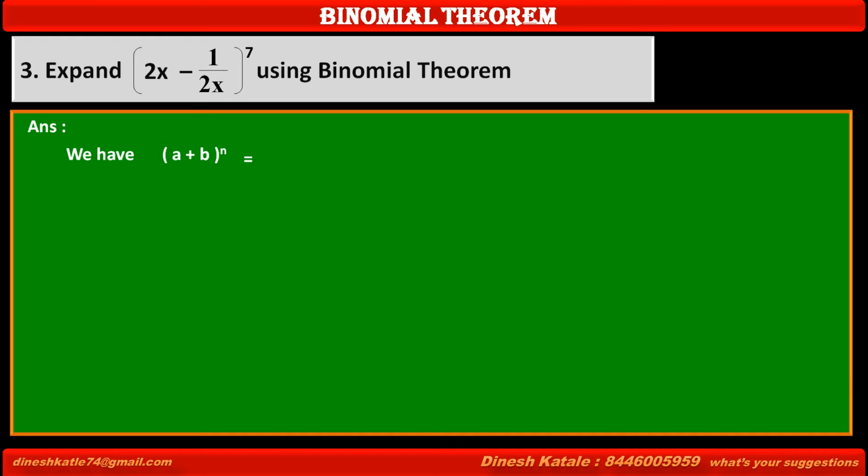is equal to nC0 a^n + nC1 a^(n-1) b^1 + nC2 a^(n-2) b^2 plus. Continuing like this, we get the rth term nCr a^(n-r) b^r, and continuing this we get the last term nCn b^n.